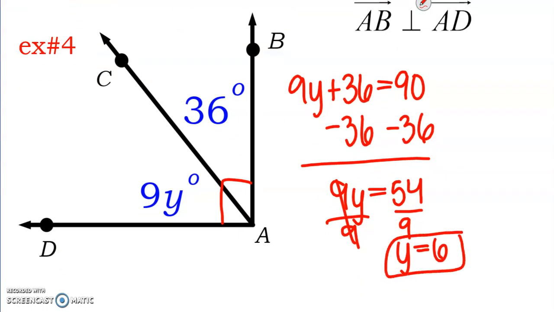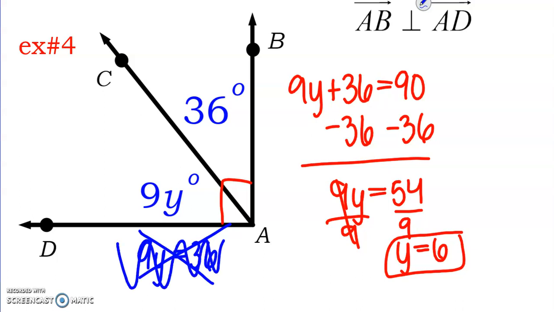I just want to caution you, these are not equal to each other, even though they look like it. 9y does not equal 36. There's nothing telling you that they are congruent, so we do not want to set them equal. All we know is that they add up to this 90-degree angle right here. So we just know that we can add them together to equal 90.